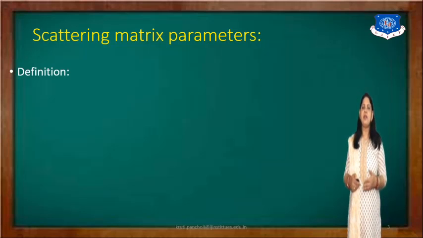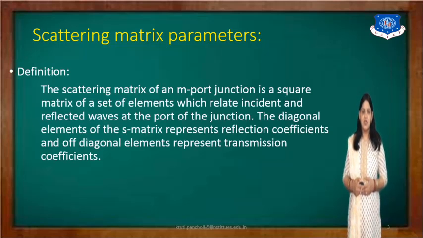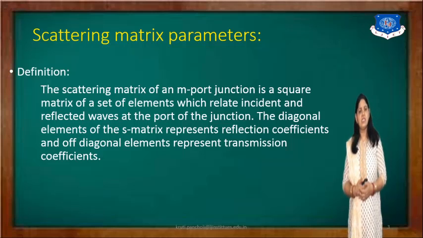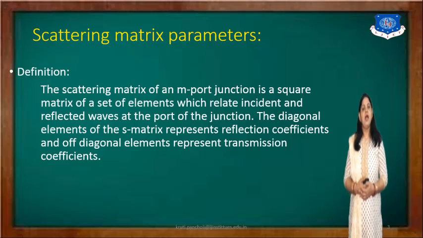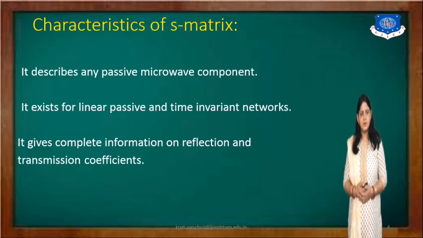Now, the scattering matrix parameter definition: the scattering matrix of an M-port junction is a square matrix of a set of elements which relate incident and reflected waves at the ports of the junction. The diagonal elements of the S matrix represent the reflection coefficients, and the off-diagonal elements represent the transmission coefficients.